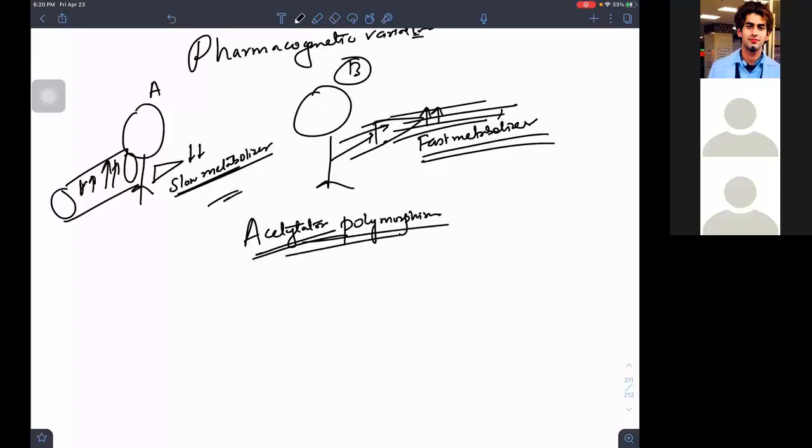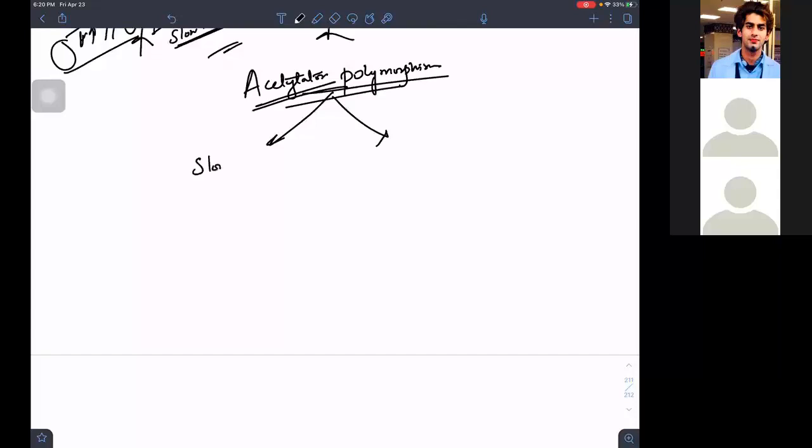Acetylation, we have two varieties of population. We have slow acetylators and fast acetylators. Slow acetylators means I will have more toxicity. Fast acetylators, effect will be decreased. So we have a famous mnemonic, SHIP drugs.